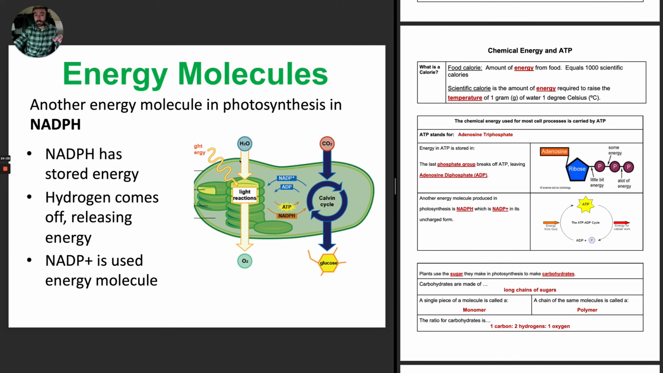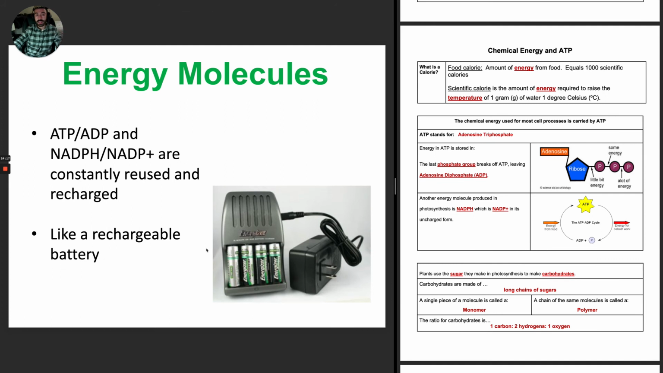Now, when light energy breaks up water into oxygen, it also produces hydrogen, and that H replenishes NADPH. So ATP and NADPH and their used up counterparts are kind of like a rechargeable battery, or maybe like a power bank or a battery pack for your phone.